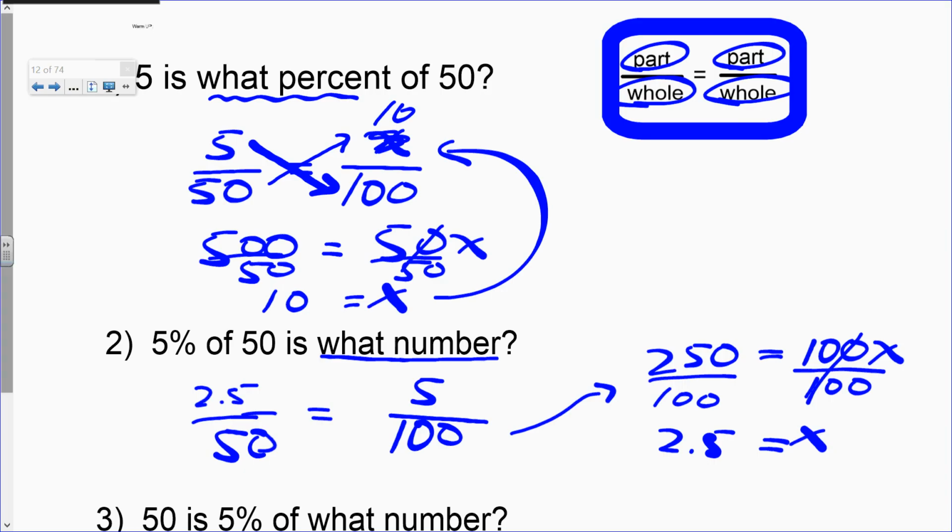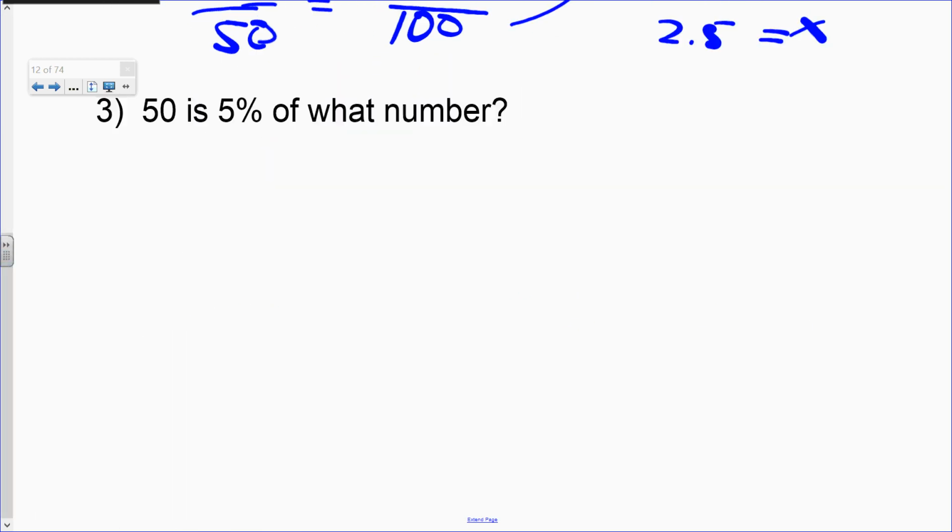50 is 5% of what number? Let's do it. Without even thinking about it: part to whole, part to whole. Look at this. Are we dealing with percents? Is the word mentioned or the symbol mentioned? Absolutely. So without thinking, there it is. Is the percent given? Yes. It's 5%. That's 5. That means 5 out of 100. But instead of the 50 being on the bottom, it's on the top. So is the whole unknown or the part unknown? The whole. The whole is unknown.